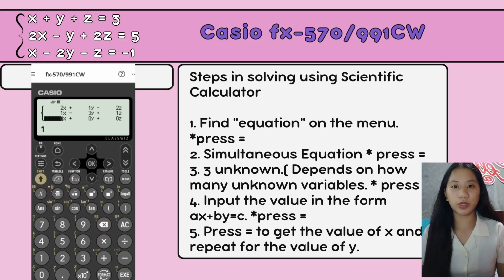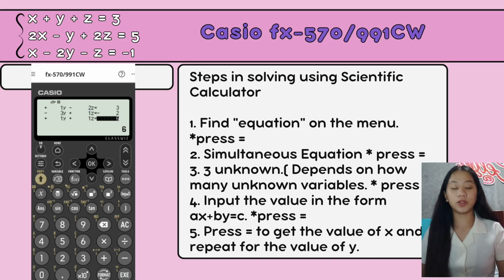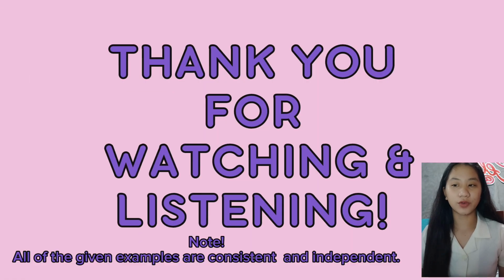Next is x plus y plus z equals 6. So, therefore, we have 1 equals, 1 equals, 1 equals, 6 equals. Then again, press equal to get the answer. So, we have the value of x, which is 9 over 4, the value of y, which is 2, and the value of z, which is 7 over 4.